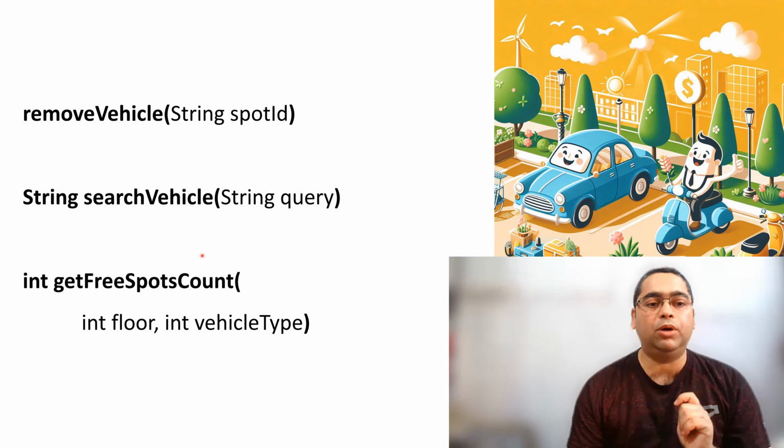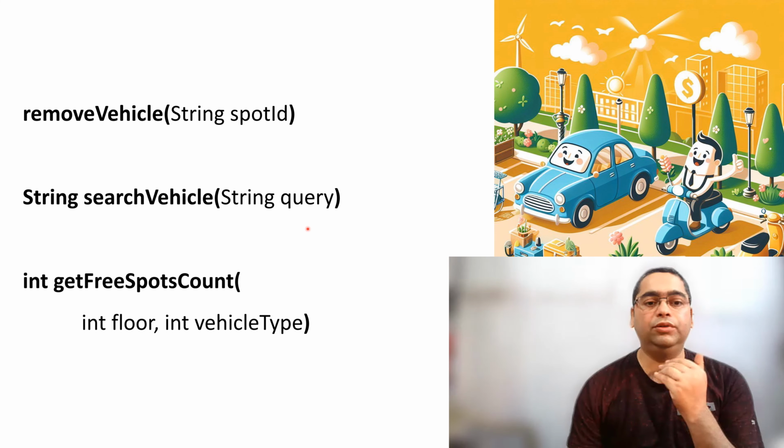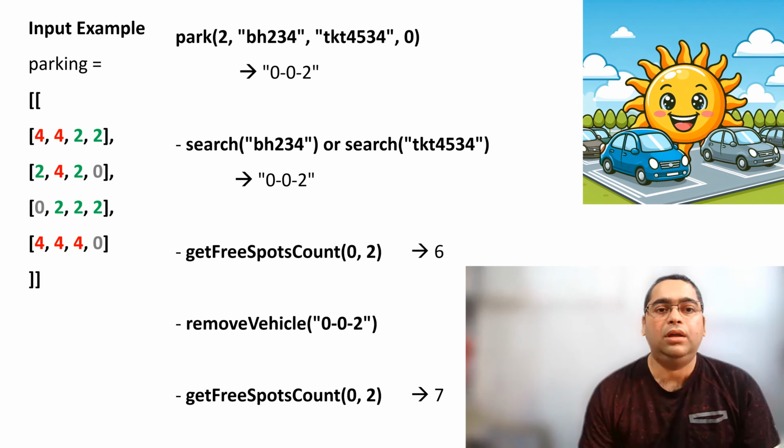And finally, you have got the free spots count. So you will be given a floor and a vehicle type, and you have to return the number of free spots for that vehicle type on that floor. This is mostly used for the display board, which we see on different floors in the lift. Now let's see a few method calls which will make the whole thing even more clear.